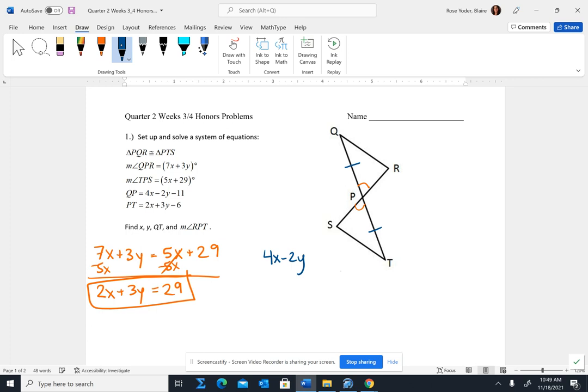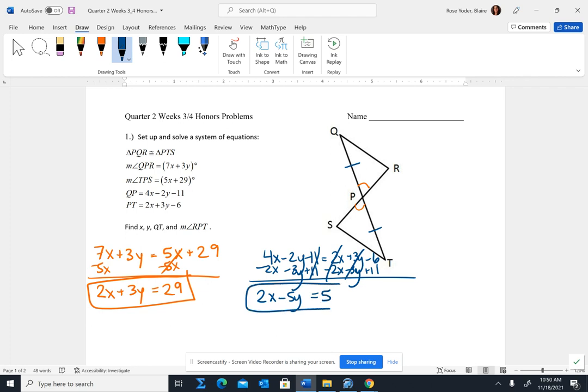4x minus 2y minus 11 equals 2x plus 3y minus 6. So I'm going to start by moving the x's and the y's over so that they're on the same side of the equal sign. So I have 2x minus 5y. And then I don't really want that minus 11 there either. I want to combine that with the other constant. So I'm going to go plus 11. Negative 6 plus 11 is 5. So that's my other equation.